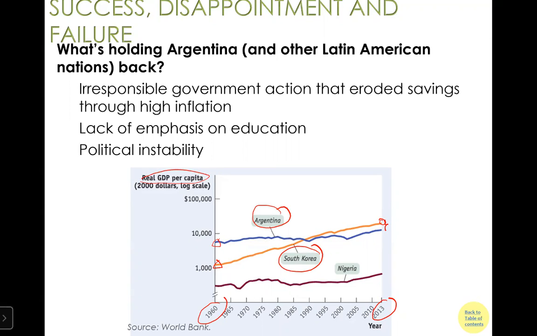Okay, so that is going to tie down to 3 factors. First, physical capital: irresponsible government action that erodes saving, so that is going to reduce physical capital accumulation. Second, lack of emphasis on education. Just to remind you, I showed you a graph comparing the schooling in Argentina versus China. Yes, Argentina improved during the past 50 years, but the growth trend is weaker compared to China, not to mention compared with South Korea. But this is human capital. And the third, political instability, that is going to undermine innovation and risk taking, so that is going to drag down technological progress.